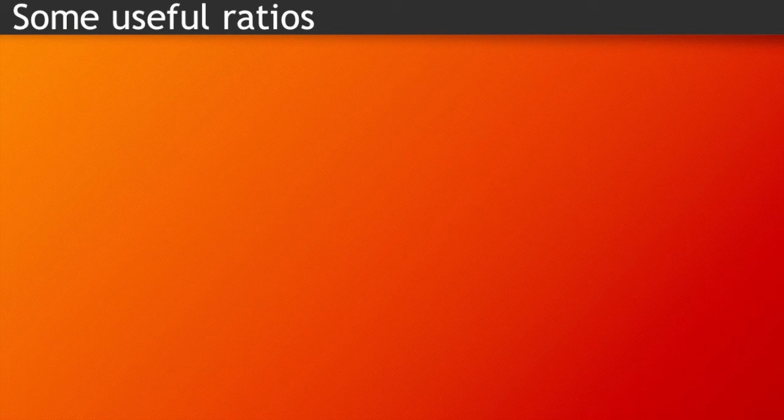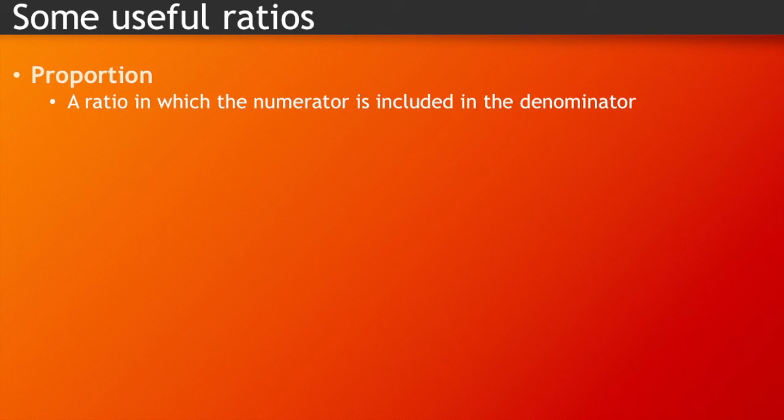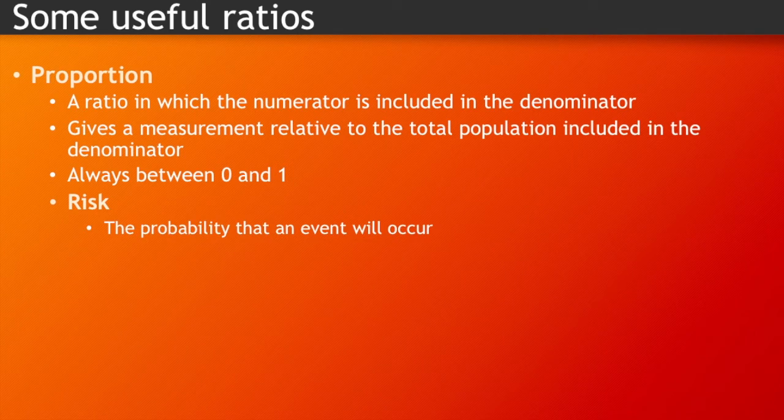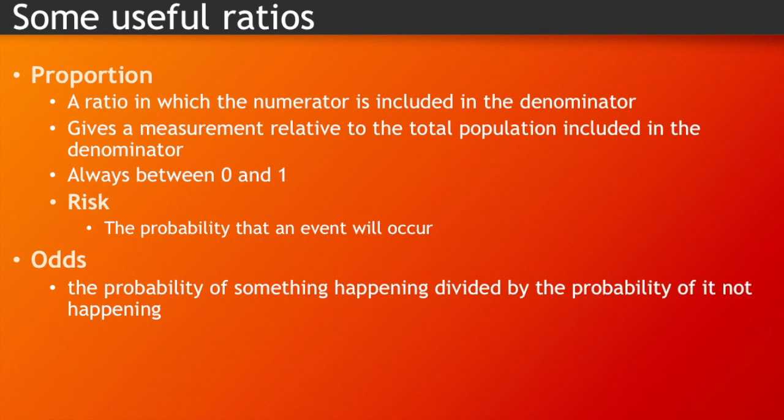Some useful ratios commonly used in epidemiology are proportions, which is a ratio in which the numerator is included in the denominator and gives a measurement relative to the total proportion included in the denominator. Proportions are always between 0 and 1. Risk is a special type of proportion, which is the probability that an event will occur. The odds are the probability of something happening divided by the probability of it not happening.